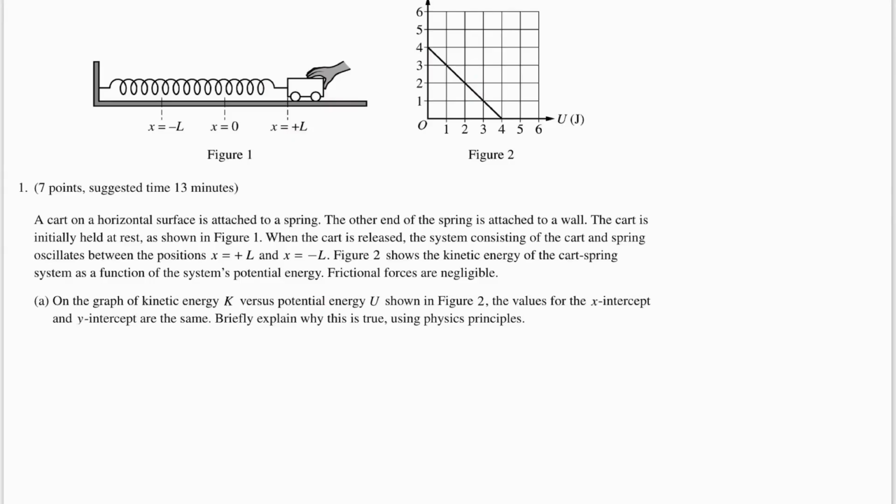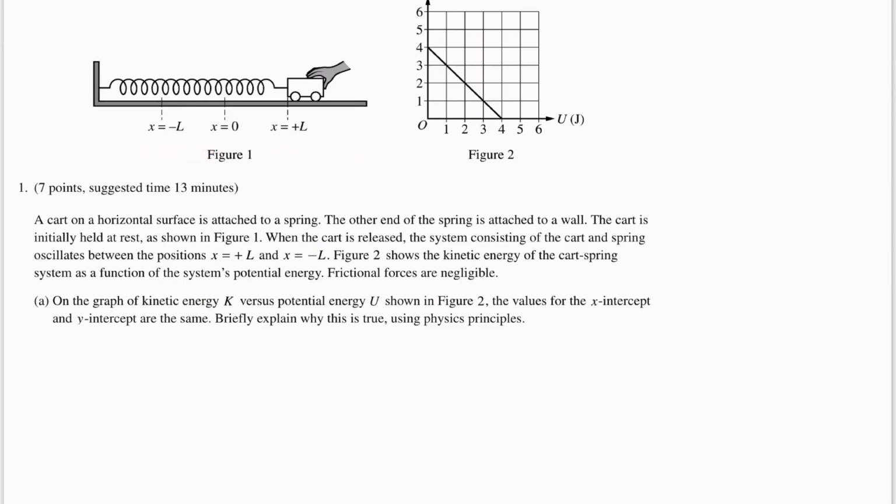We're going to take a look at 2023 AP Physics 1 free response question number 1. A cart on a horizontal surface is attached to a spring. The other end of the spring is attached to a wall. The cart is initially held at rest as shown in figure 1. When the cart is released, the system consisting of the cart and spring oscillates between positions plus L and negative L.